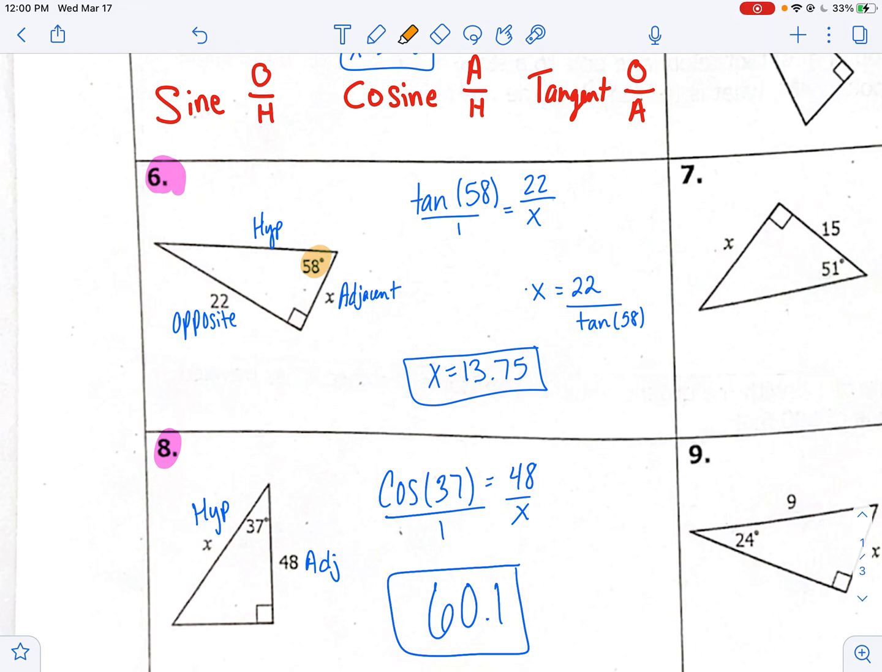Check out the other videos on how to solve if you do not have x in the denominator. It's one less step. And what would I do if I'm trying to solve for a missing angle measure?